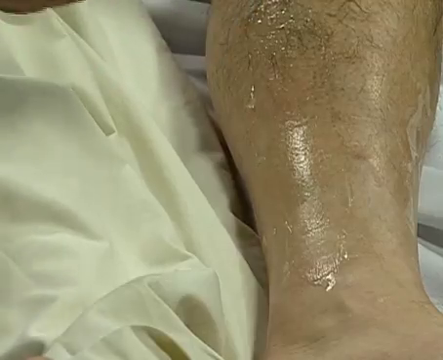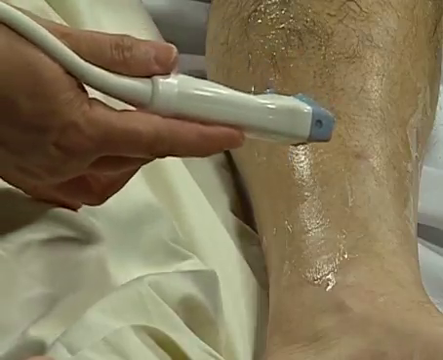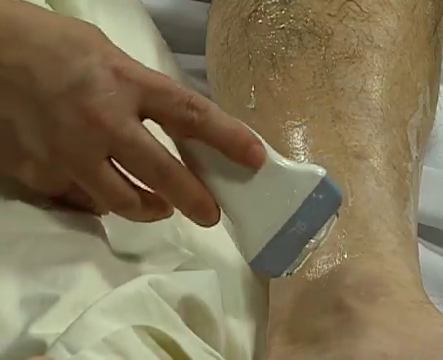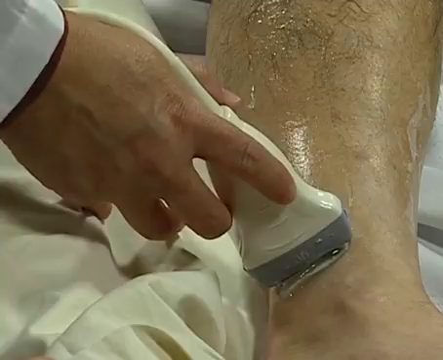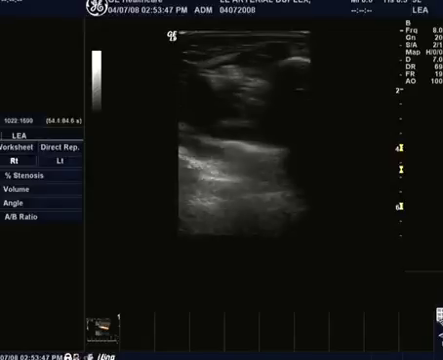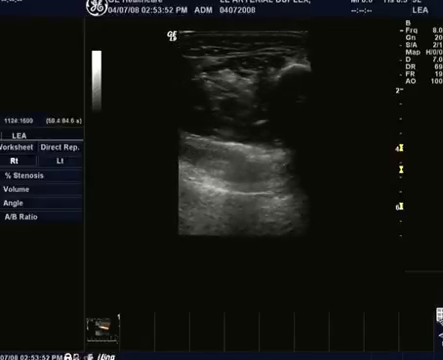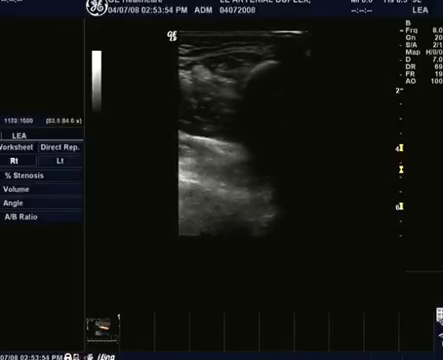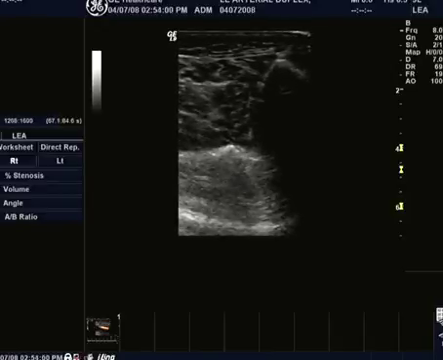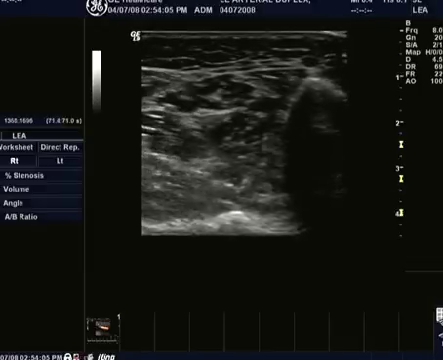And I like to approach it down low in the leg where it's pretty much all by itself, relatively small but superficial, and I can find it easily and then track it back up the calf. So I'm going to start down here by the ankle, again using a transverse approach so I can see what's going on. And obviously now we're dealing with something a lot more superficial, so I can drop my depth way back.